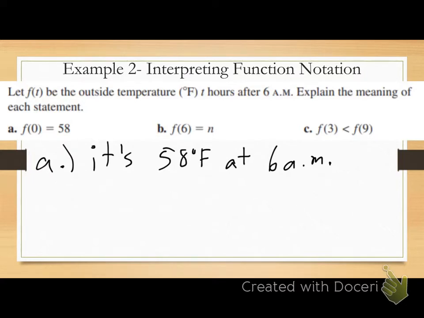The t was replaced with 0. So it's 0 hours after 6 a.m., so it's still 6 a.m. So it's saying the temperature at 6 a.m. is 58 degrees Fahrenheit. We good with letter A?